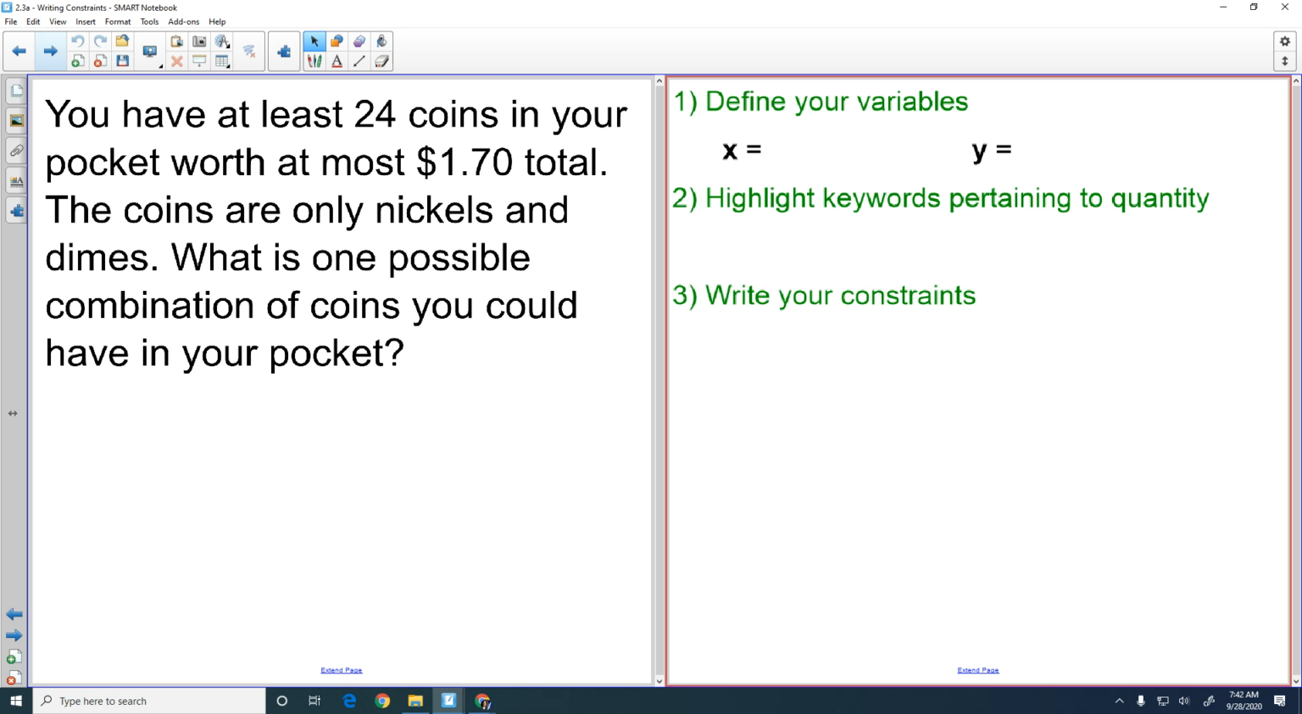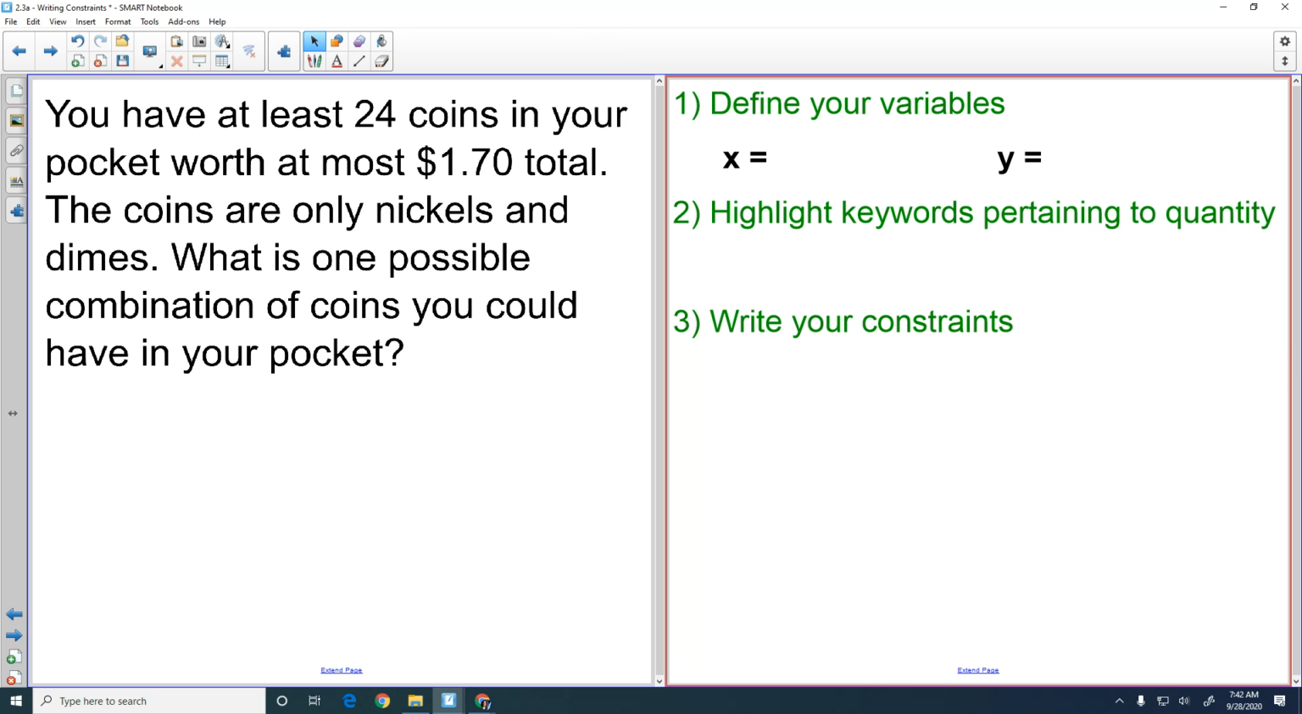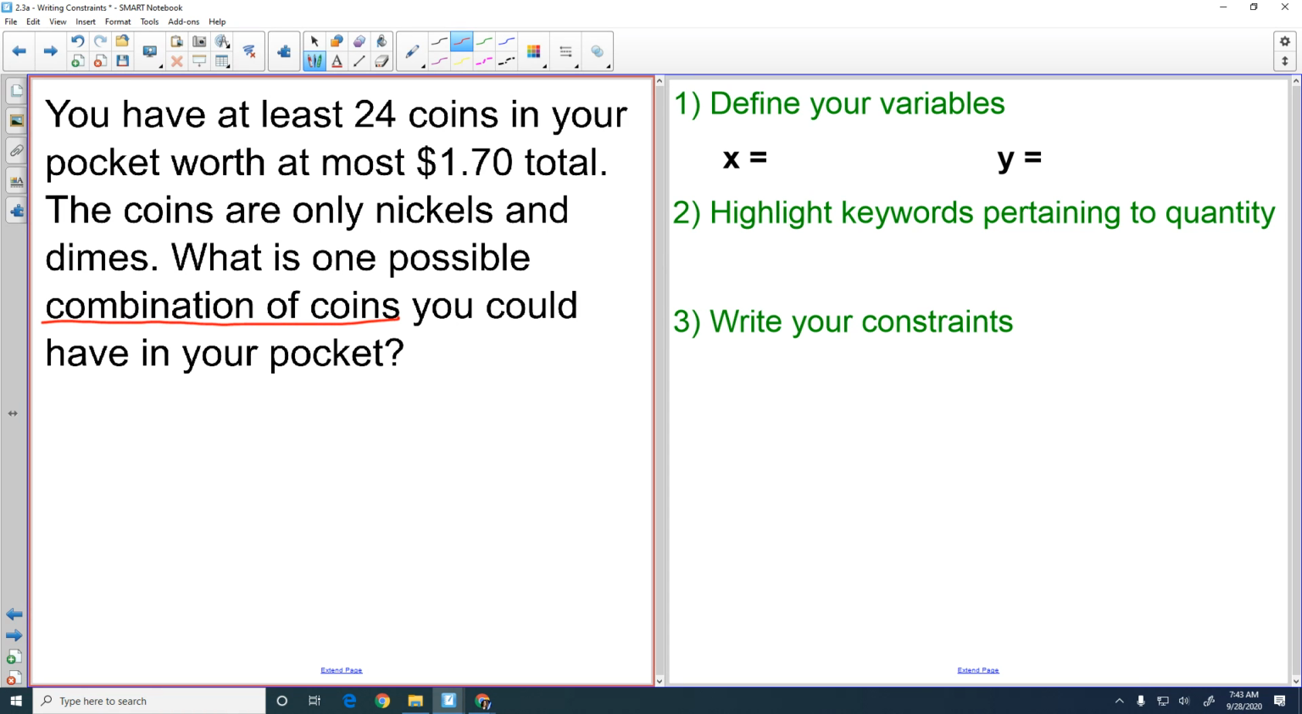So here's these steps that I want us to do. The first thing we have to understand is what are our variables going to be? There's always going to be an x and a y, right? There's going to be two unknown quantities. Now in this scenario, I'm looking for what's one possible combination of those coins. Okay, so well, what are the two coins? They're nickels and they're dimes. Do I know how many nickels I have, or do I know exactly how many dimes I have in my pocket right now? No, they're unknown.